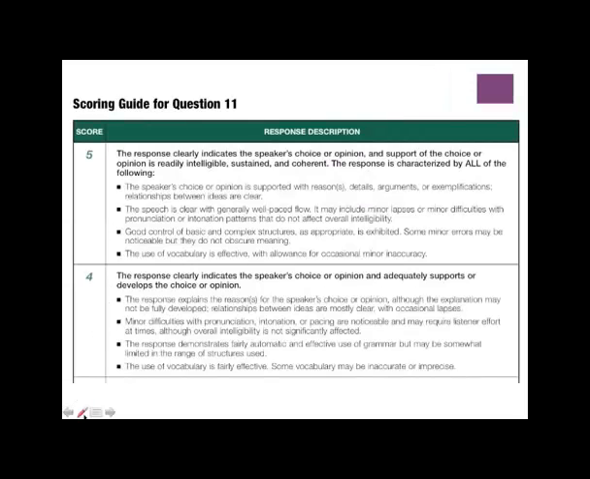So as we look at the final chart here for the response, notice it says that we need to clearly indicate the speaker's choice or opinion. And we have to give a response that's intelligible, sustained, and coherent. We want to make sure that we include reasons, details, arguments, or exemplifications, in other words, using examples. We want to make sure that the response is generally well-paced, that we have good control of those grammatical structures, and that we use effective vocabulary. So in this case, when we give a response, the key is thinking about how to organize the response and to make sure that we provide lots of interesting things to say.